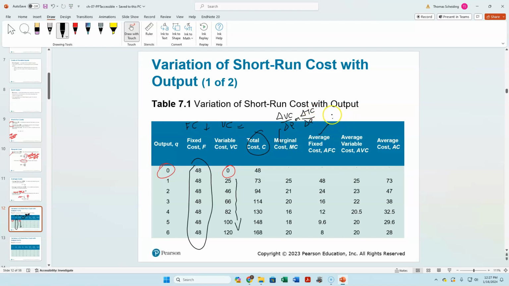Average fixed cost is just my fixed cost divided by my quantity. My average variable cost would be my variable cost divided by quantity, and my average total cost would be my total cost divided by quantity. Notice here again is an important difference. These are deltas, change in variable costs or change in total costs over those changes in quantity, not my total over my quantity.